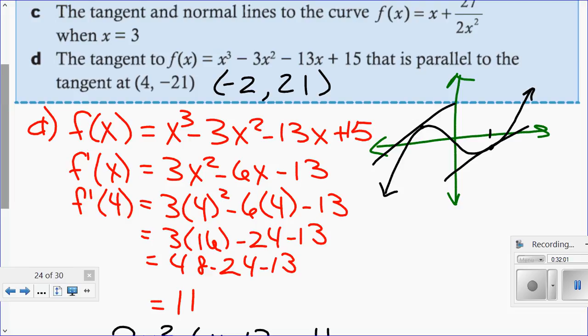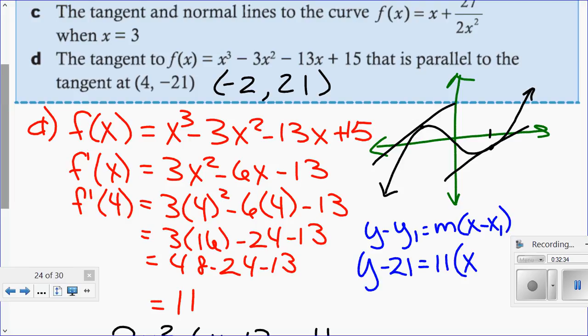Right, so the other point that has that slope is at negative 2, 21, right? So now we need to find the equation of the line at negative 2, 21, right? We know the slope is 11. We have a point. Lo and behold, point-slope form yet again. So y minus y1 equals m times x minus x1. So y minus 21 is equal to 11 times x plus 2. We did it.